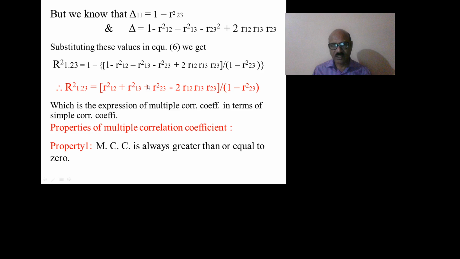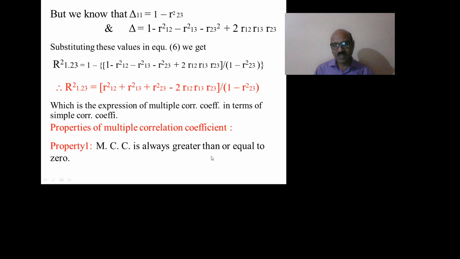Now we'll go for some of the properties, two to three properties of this multiple correlation coefficient. The first property is that the multiple correlation coefficient is always greater than or equal to 0. That we have to prove.